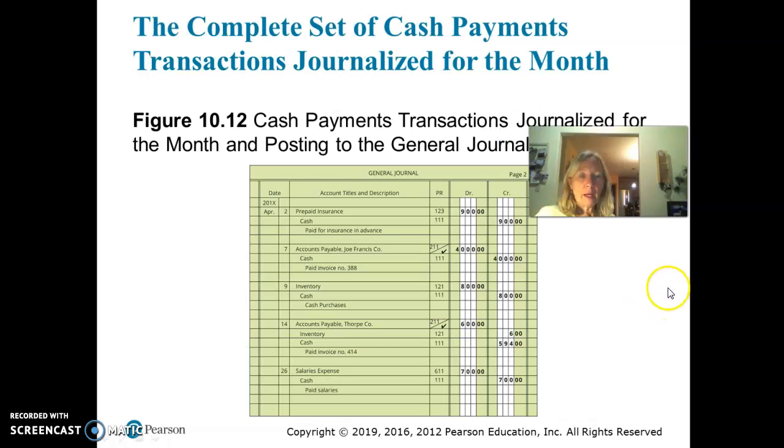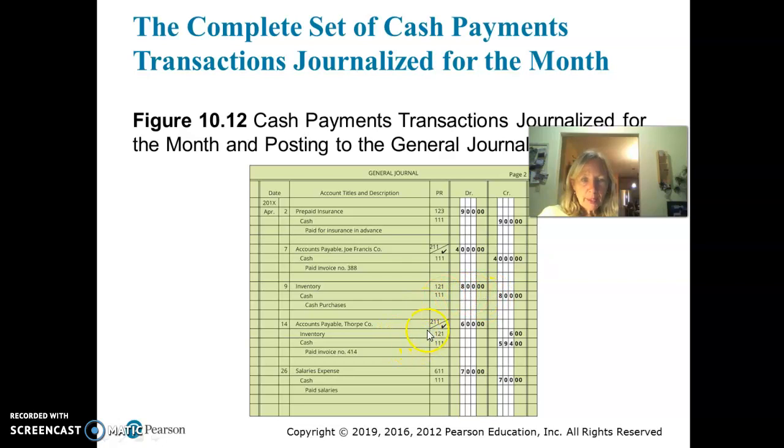Okay. So these are just what we just went over. The first one is prepaid insurance, debit, and then cash is credited. And then this one, basically we're paying off our accounts payable, so that's a debit. Decreasing accounts payable is a debit, and your cash is credited. And remember, we do the little check because it's going under the Joe Francis account, and that is a subsidiary accounts payable ledger. So that's what the little check is for. This one, we bought more inventory for our store and we pay cash for it.